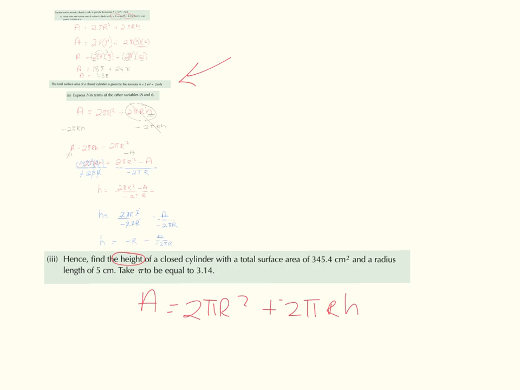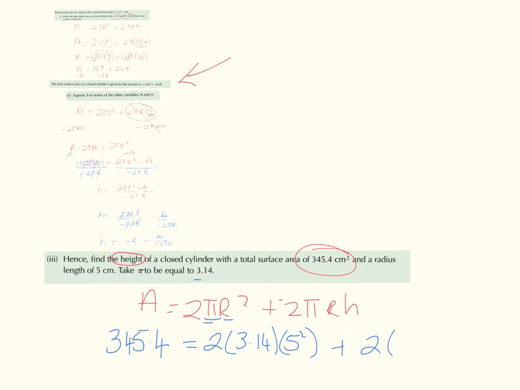We now know that the total surface area is 345.4, so I'm going to fill that in. Instead of writing area, I'm going to write 345.4 equals 2. Instead of writing pi, I'm now going to write 2 times 3.14. And r squared is going to be 5 squared plus 2 times 3.14 times r, which is 5, and times h, which we don't know.